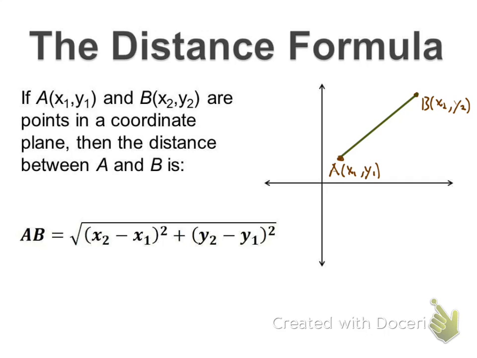So the first thing we actually do is we find the difference of the x's and the difference of the y's, because I'm subtracting x1 from x2, y1 from y2. So I'm subtracting, I'm getting a difference. The next thing I do after that is I square them. Notice the squared that's there. So I'm going to square the differences.